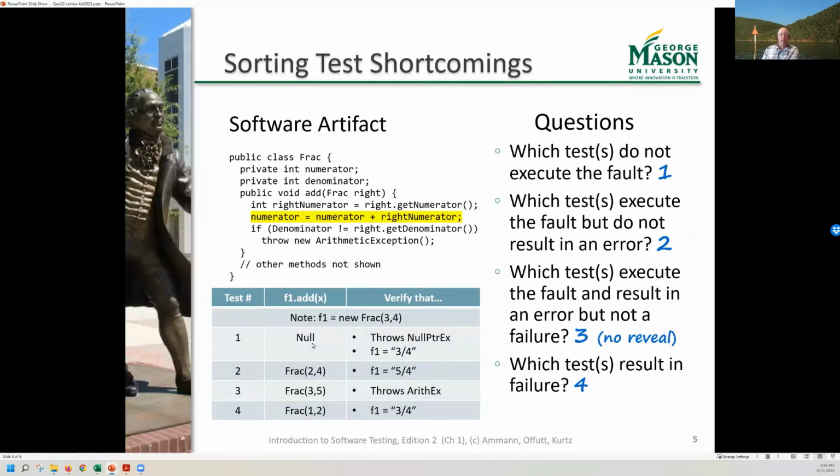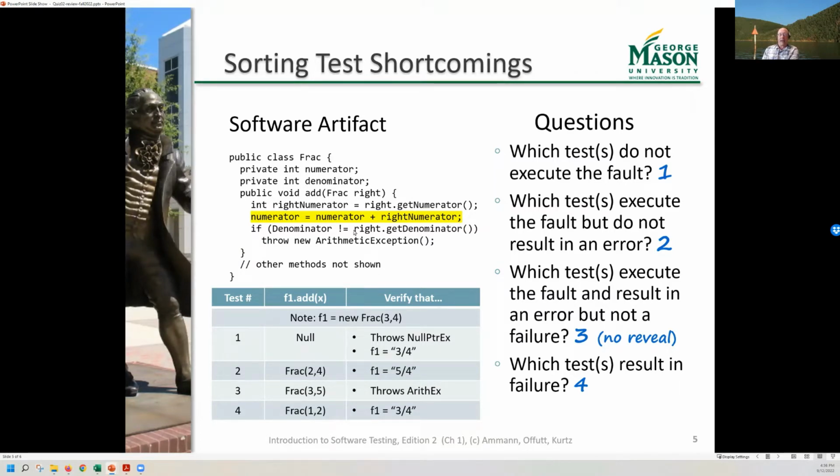Well, test 1, if we pass in null, that doesn't execute the fault, because if we consider the fault to be where we're adding the numerators, passing in null will throw a null pointer exception on the previous line, so the fault isn't reached. Test 2 executes the fault but doesn't result in an error. Why is that?